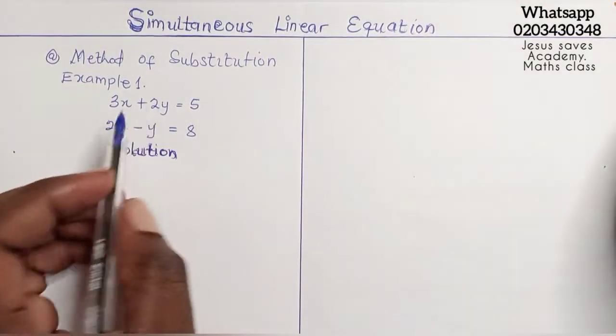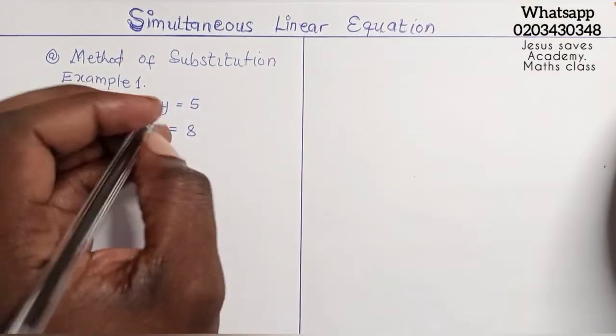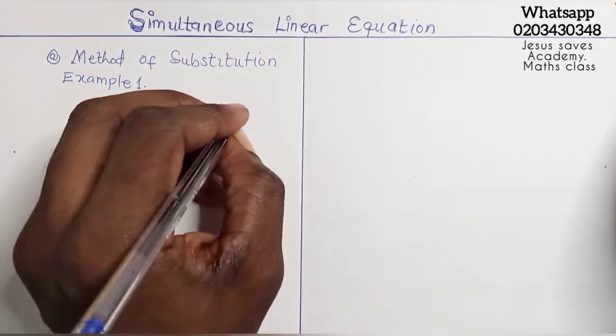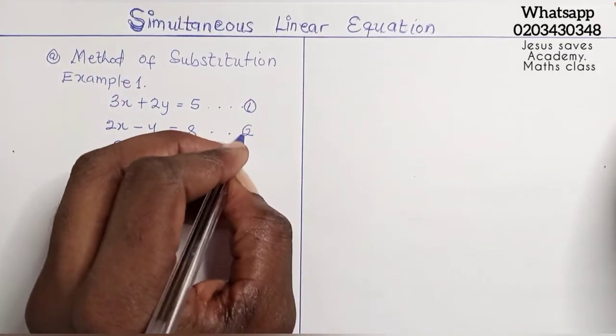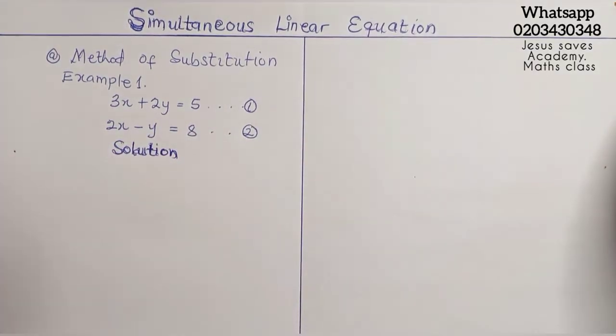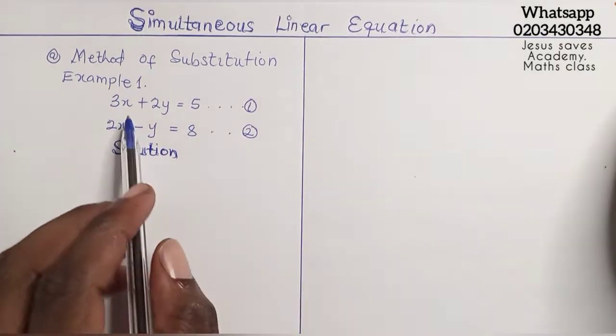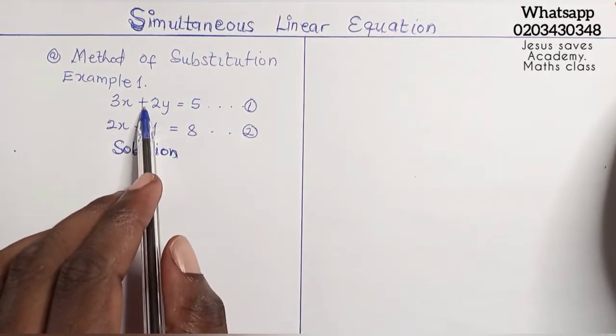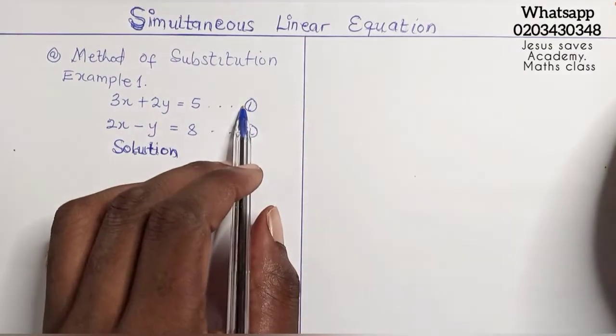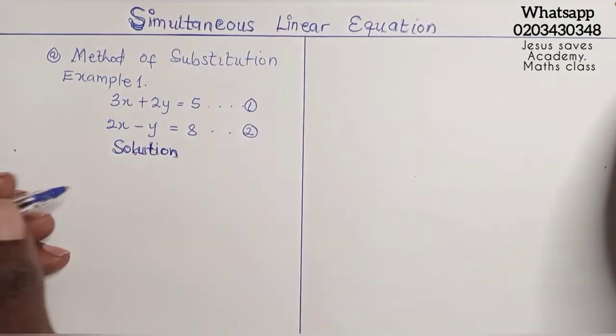So we'll label the first equation 1. Then the second equation will be equation 2. Now the next thing you have to do is to make x the subject in equation 1. So we are taking equation 1 and making x the subject.